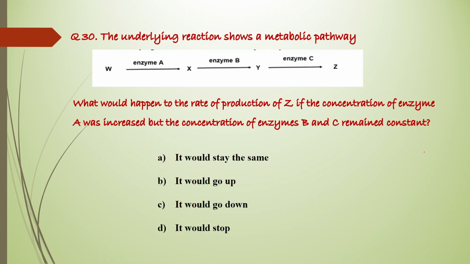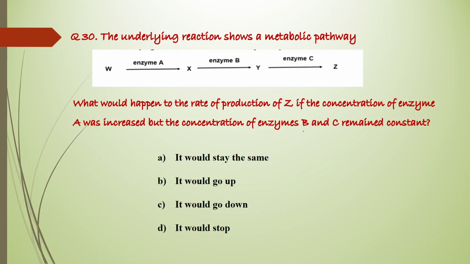I think this is a very easy question. I will just quickly read it. This question states the underlying reaction shows a metabolic pathway. So W is forming X via enzyme A, X is converted to Y via enzyme B, and Y is again being converted to Z via enzyme C. What would happen to the rate of production of Z if the concentration of enzyme A was increased, but the concentration of enzyme B and C remain constant?